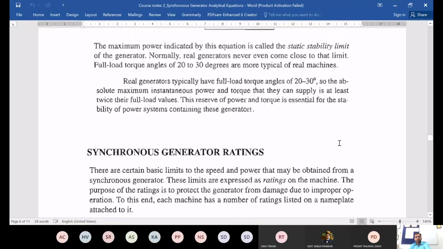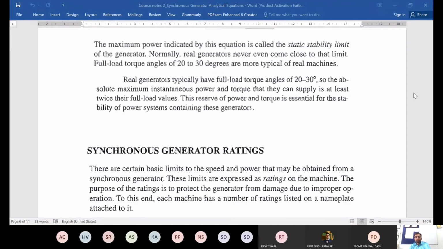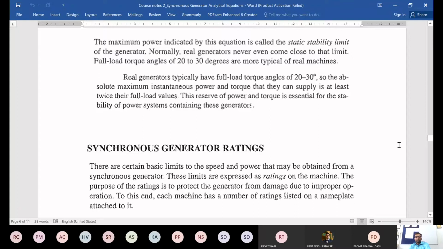So rating, I think everyone knows, any particular device or system has a rating in which it can operate. Same way, there are different quantities related to the synchronous generator, and there are limits on these different parameters for safe operation of the generator. And these limits, which are expressed as ratings, are generally put as a nameplate on the machine, and it's also known as the nameplate rating.